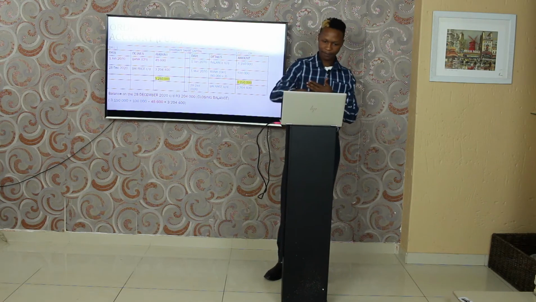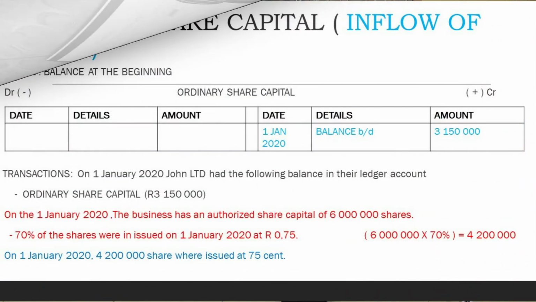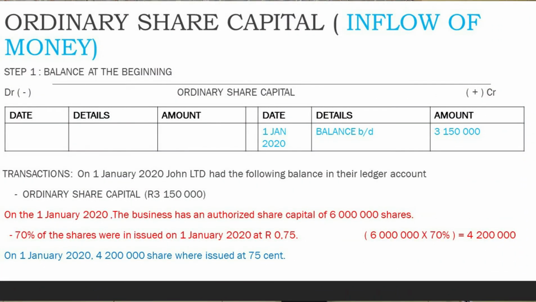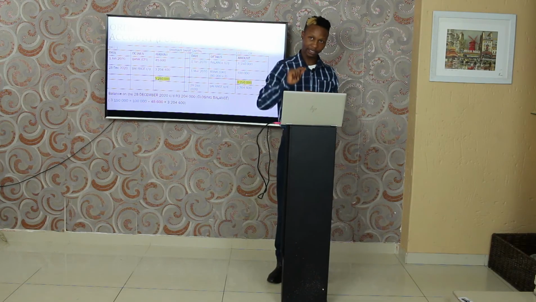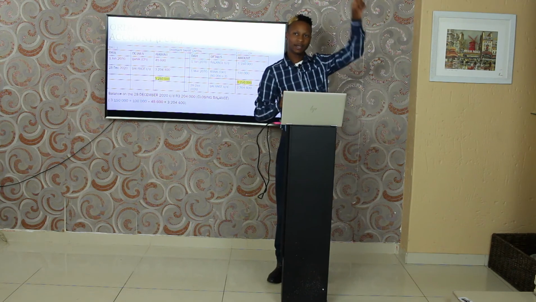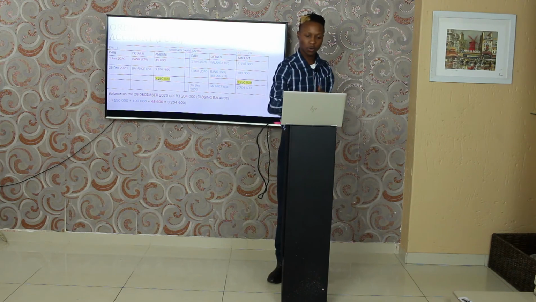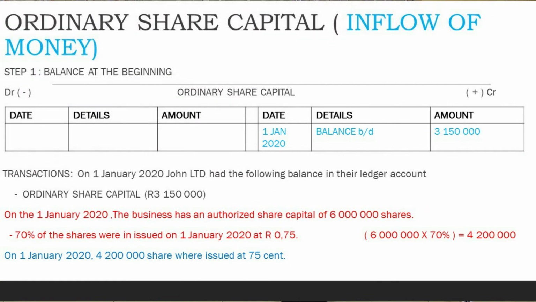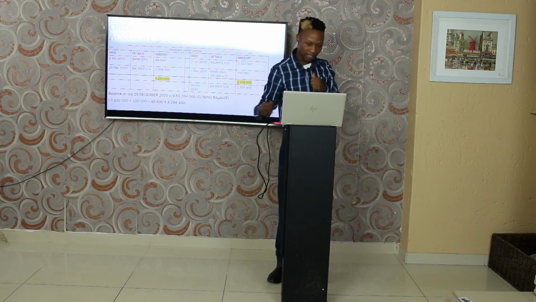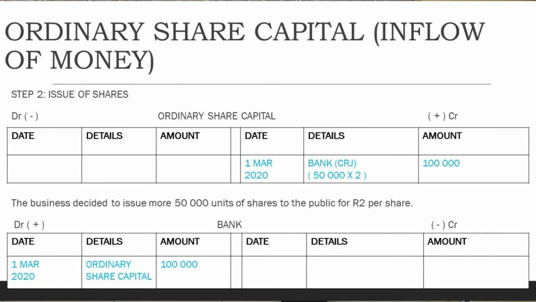For example, guys, we have our ordinary share capital at the beginning of the year, 1st January 2020. Our first step, our opening balance, is the balance brought down, B slash D. That balance, we are starting it on our new financial year. So we will have an amount of 3,150,000, and then on the 1st of March we issued our prospectus. We are selling our shares. We receive money. How much? 100,000 as our step 2.